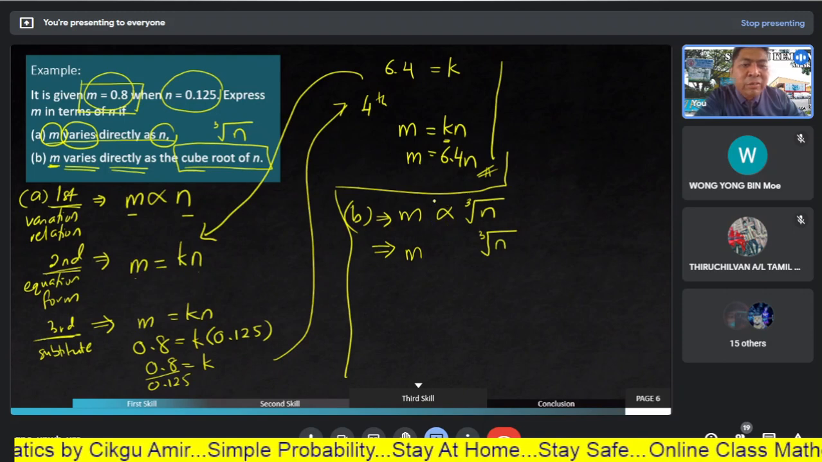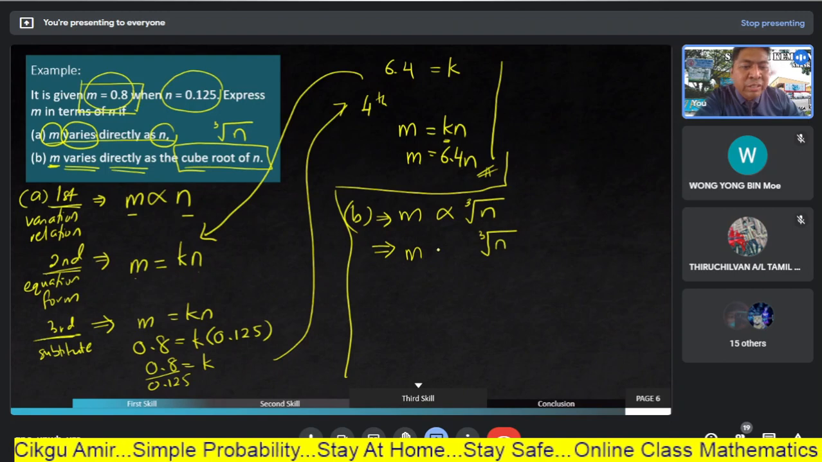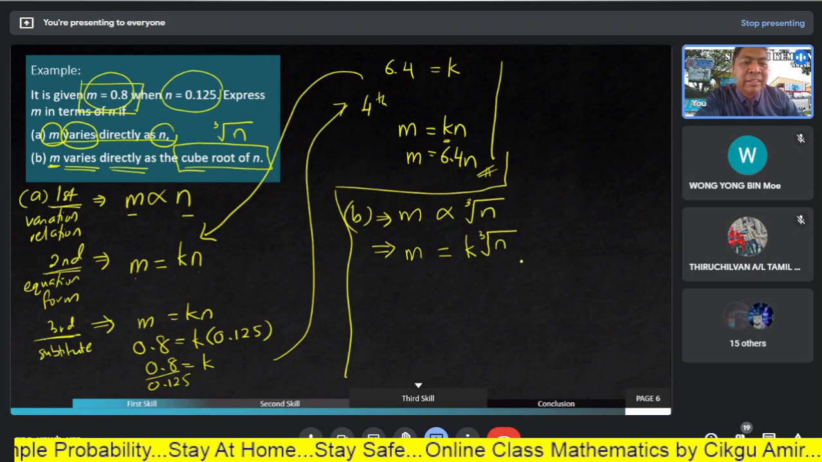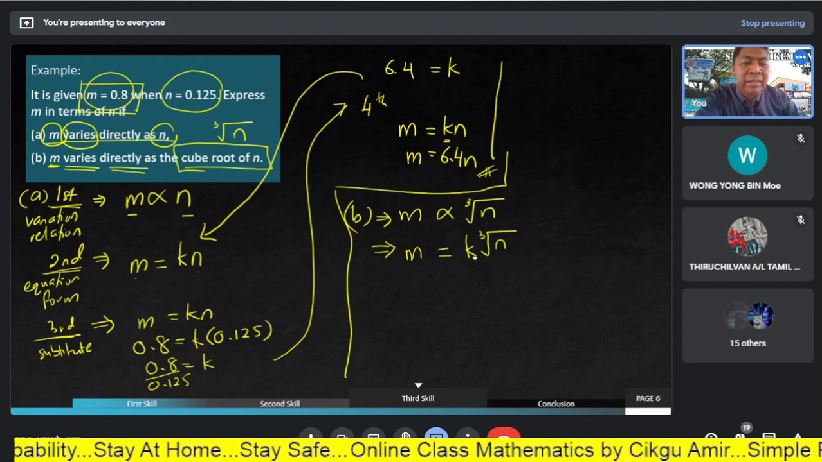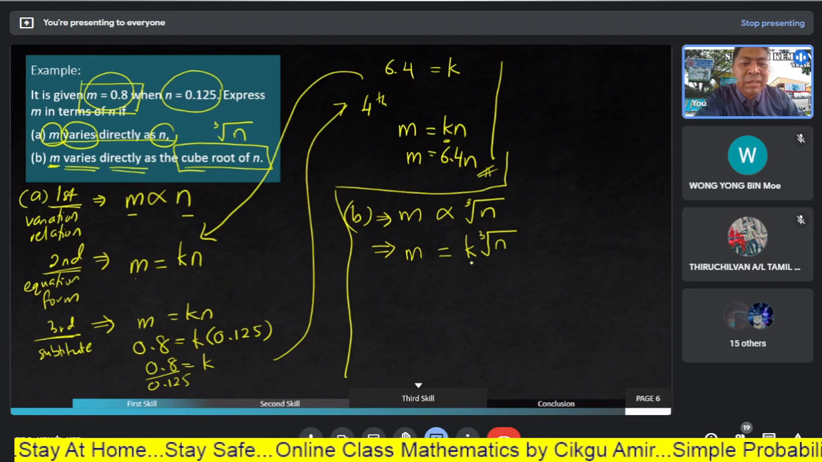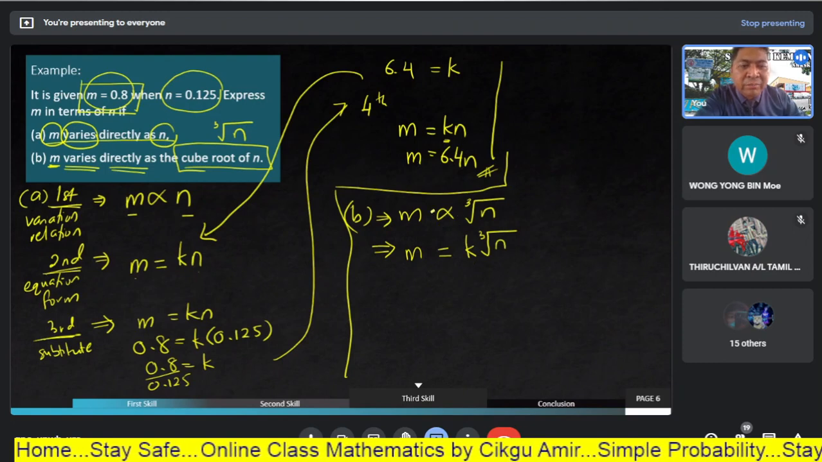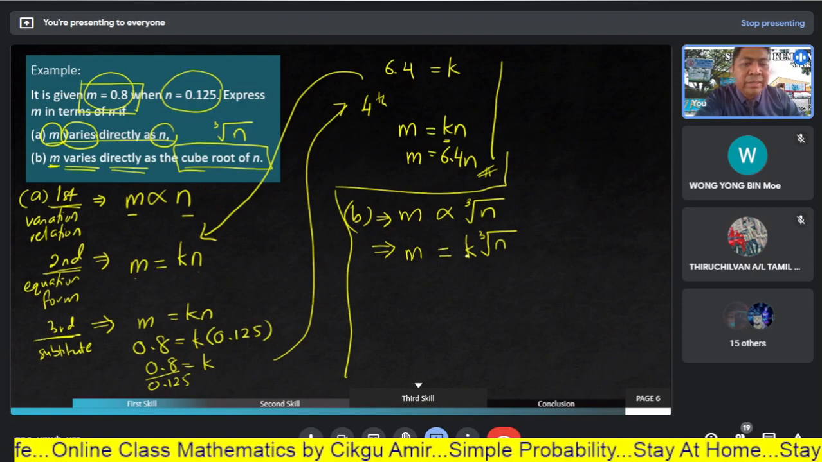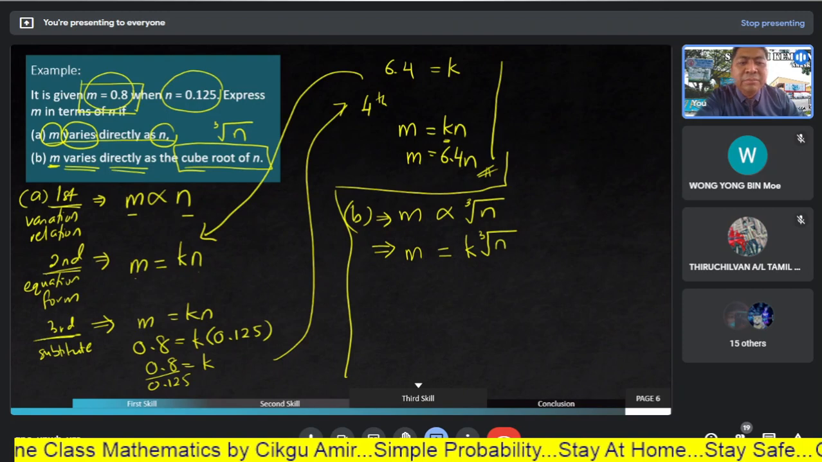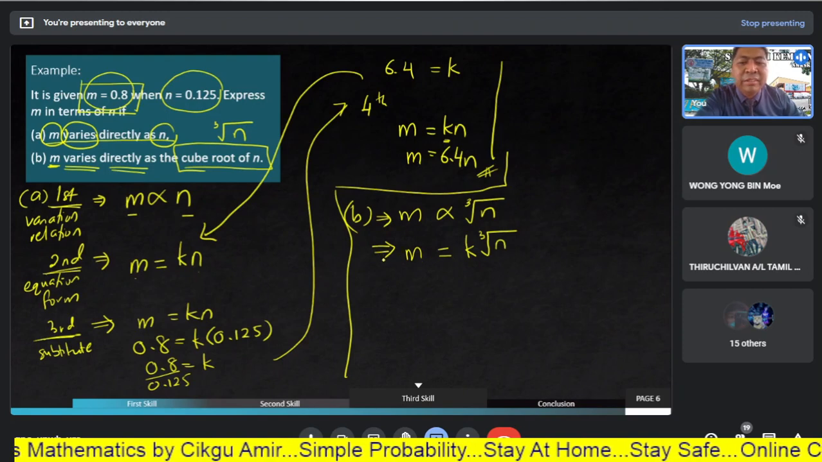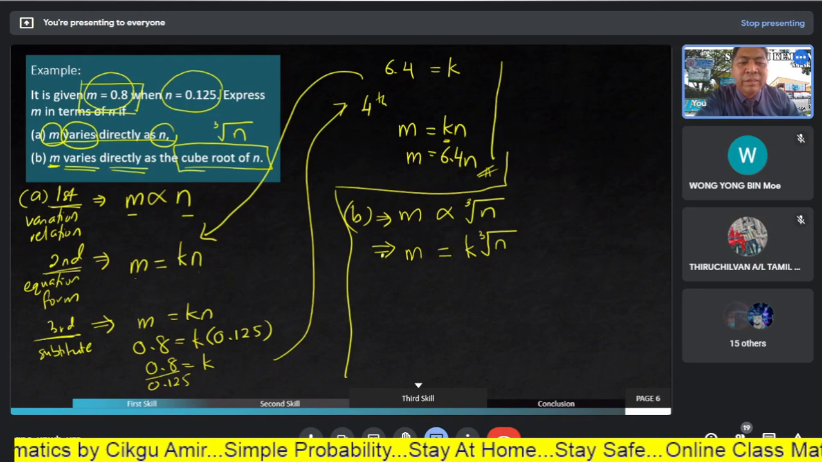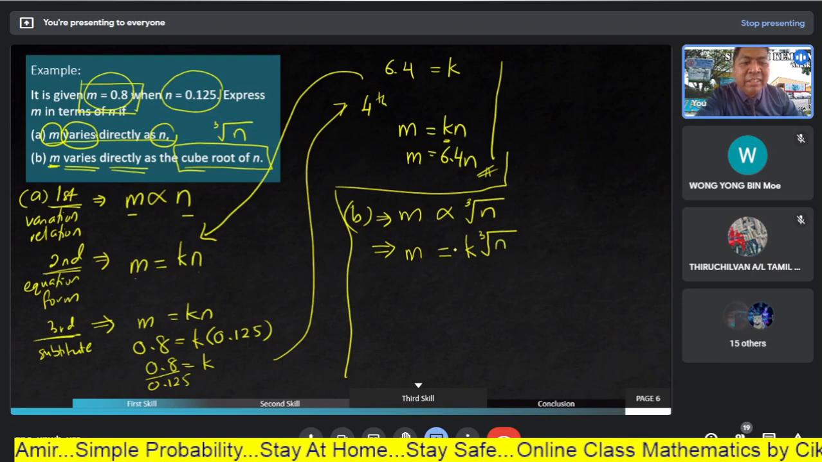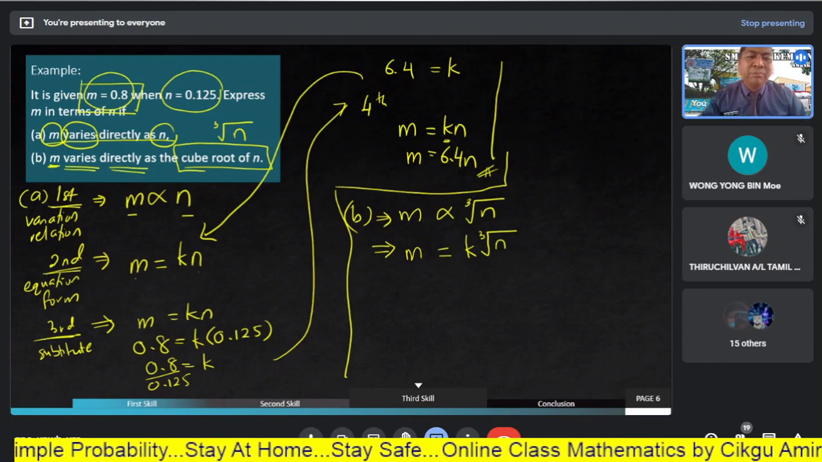Now, the symbol of variation becomes equal and k. Okay, you put the letter k. Okay, k is constant, pemalah. Simbol ubahan ini kita tukar kepada simbol sama dengan dan huruf k. Okay, ini second step, equation form. Ini bentuk persamaan sebab ada simbol sama, nama dia persamaan.